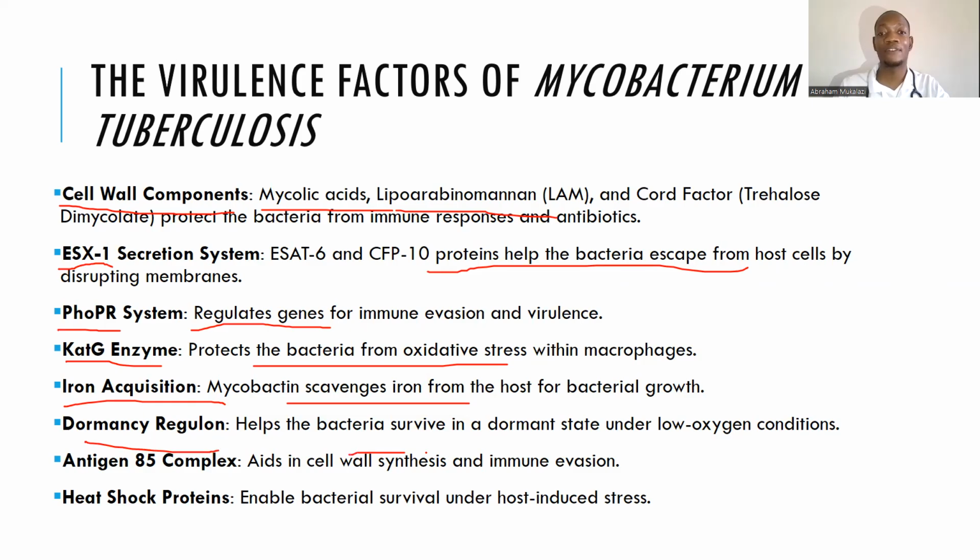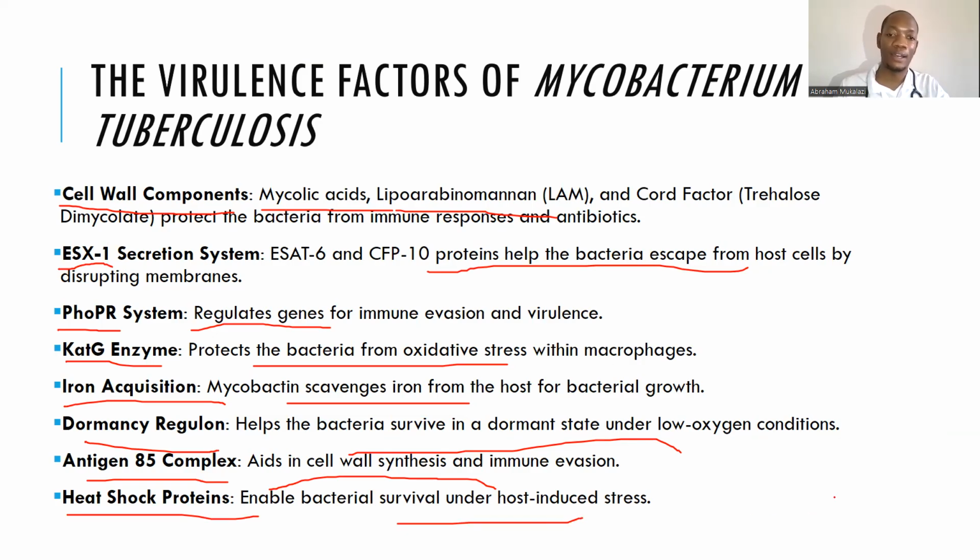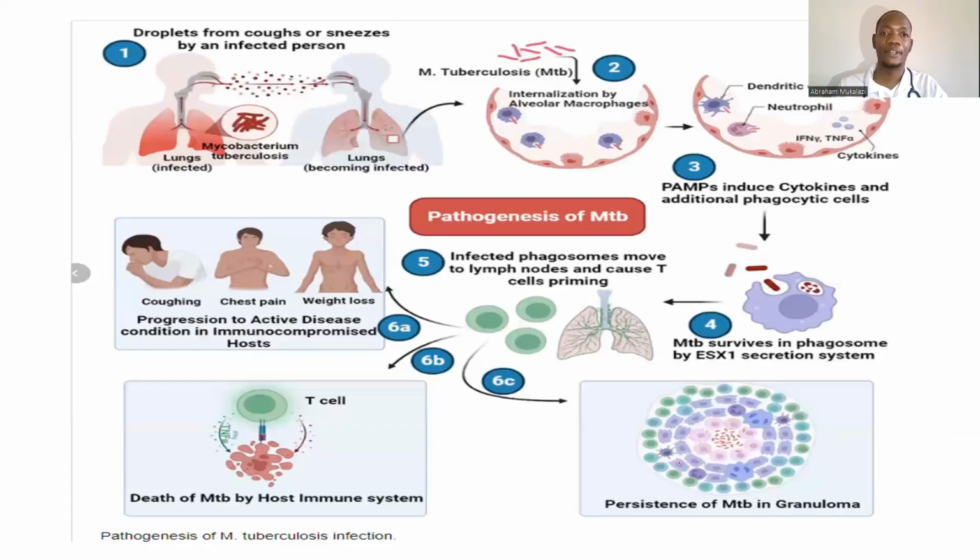This helps the bacteria to survive in a dormant stage under very low oxygen tensions. This now allows the bacteria to establish latency, which can be as long as your lifespan. And we have also them expressing the antigen 85 complex. This usually helps in the cell wall and immune evasion. And also they have heat shock proteins that enable them to survive under host-induced stress.